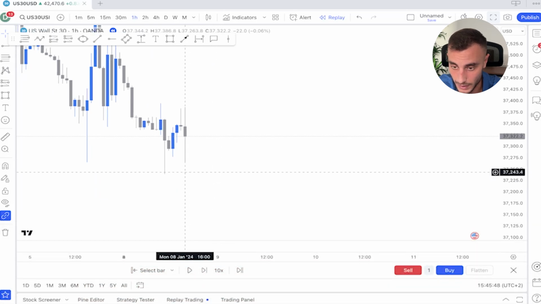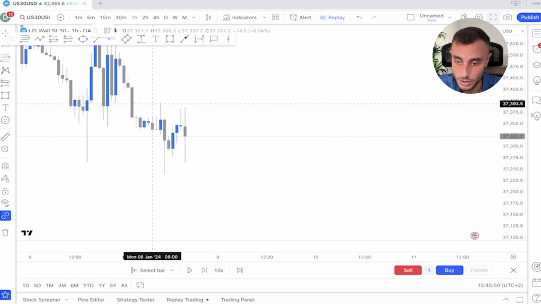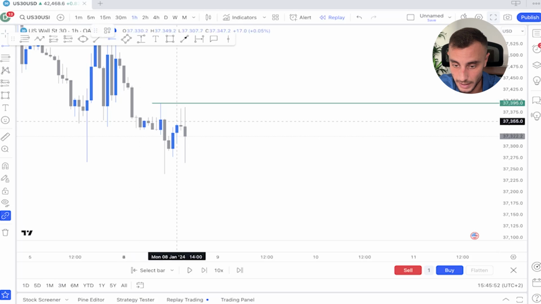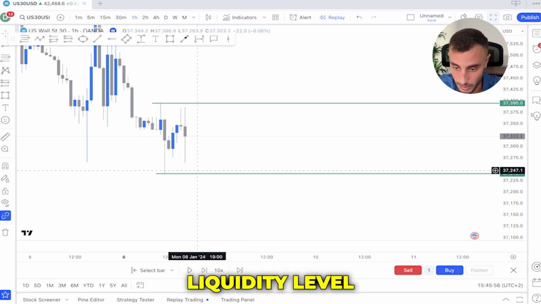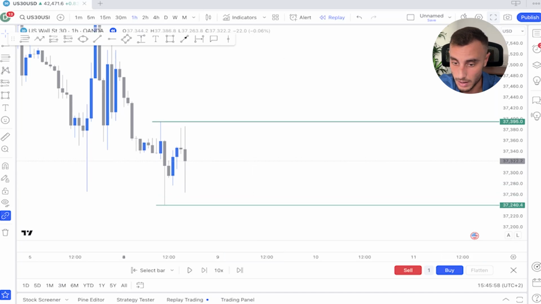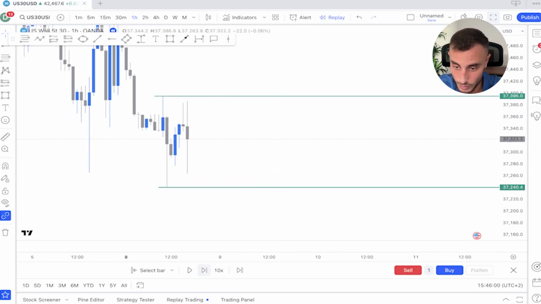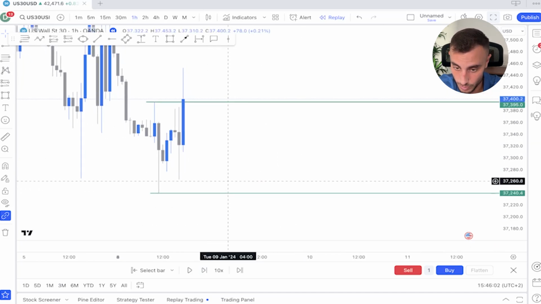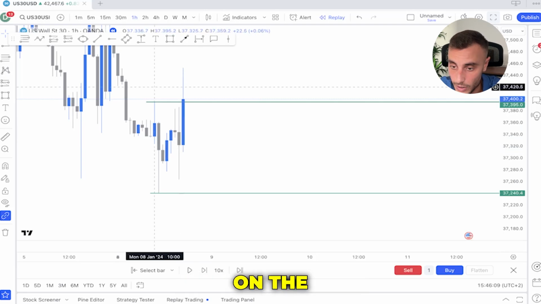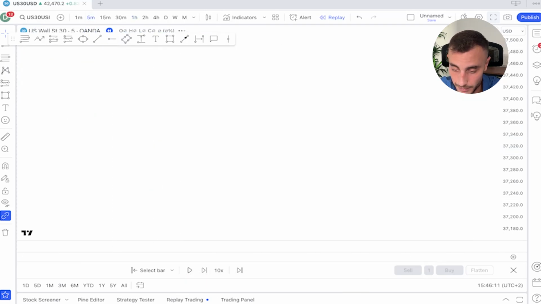Now we are here once again when we need to look for liquidity levels. This would be a liquidity level, and this right here would be another liquidity level. Okay, so now let's see if we get a sweep. Yes, we do, to the upside. And now we go on the 5-minute. Let's see.